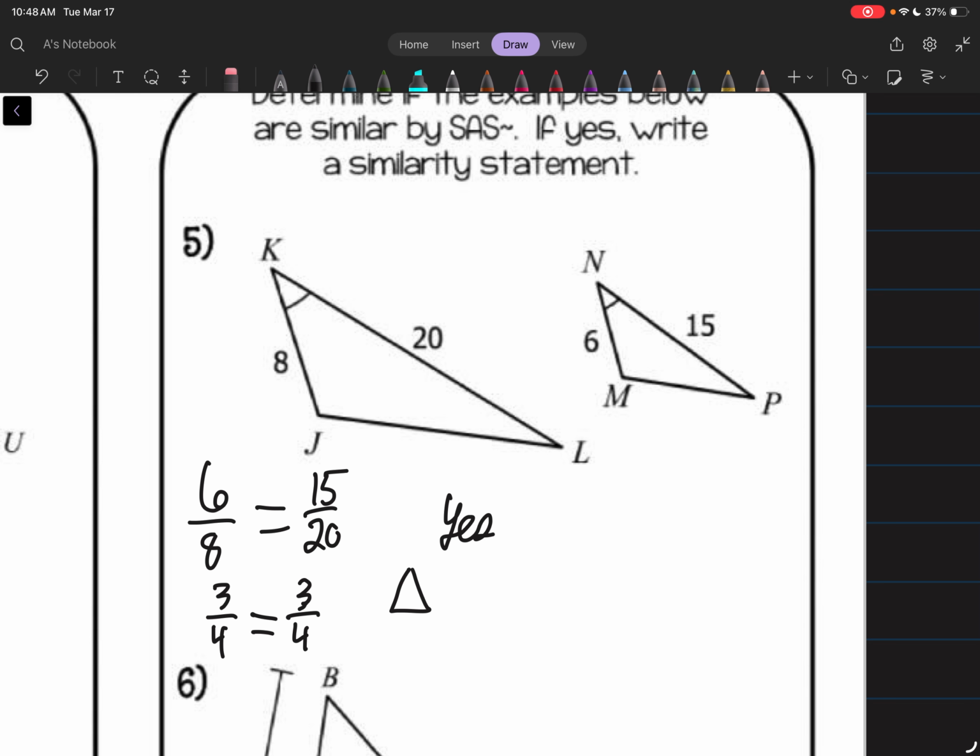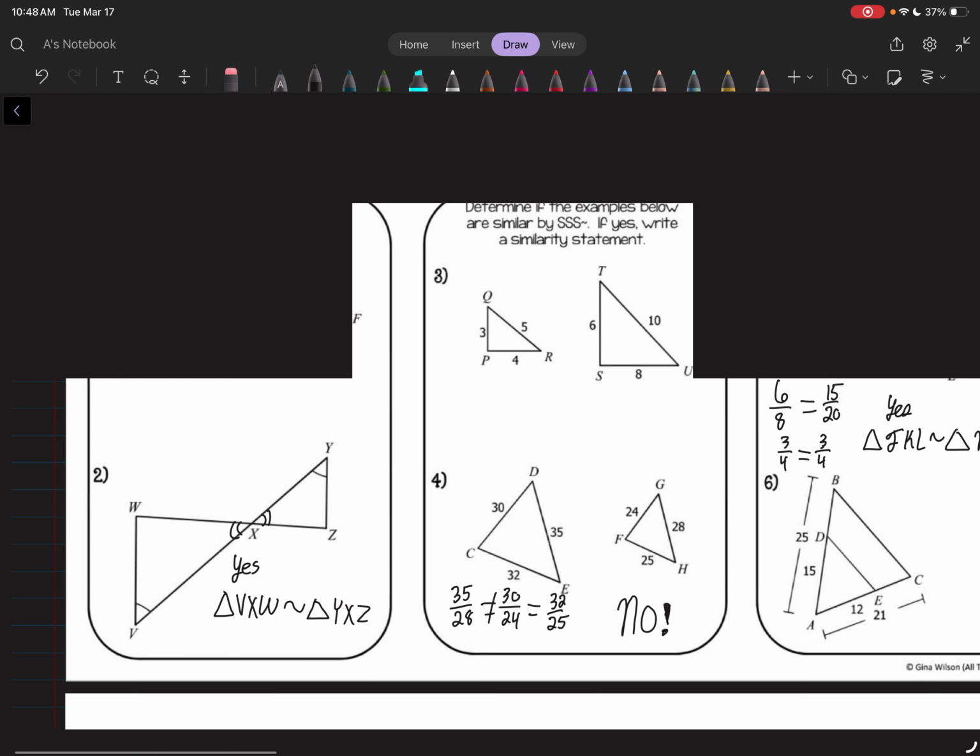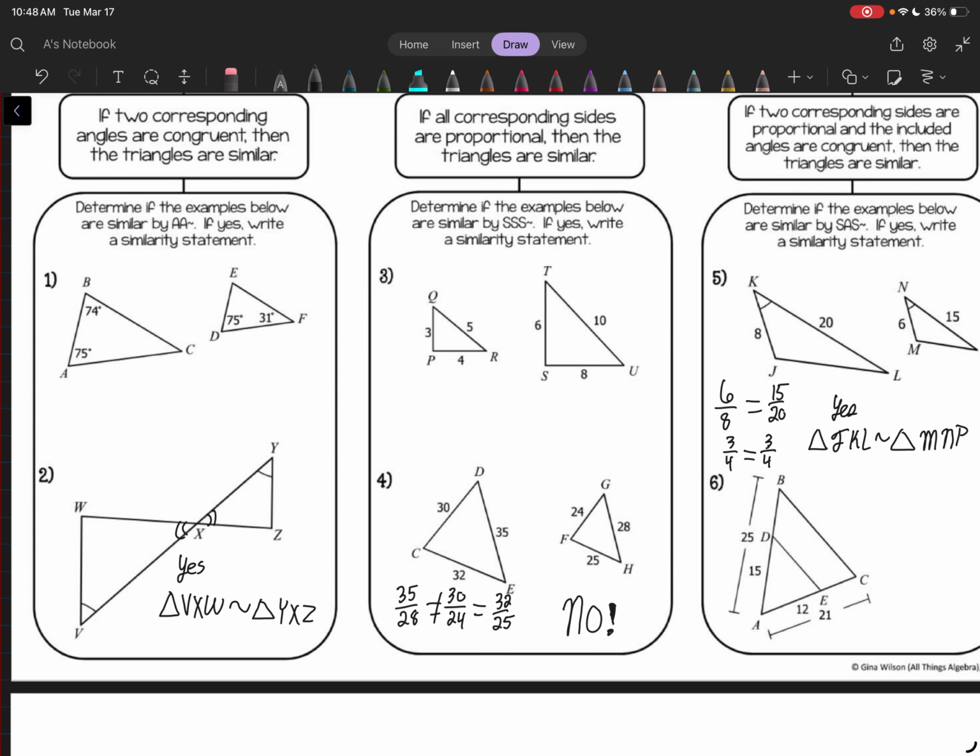Remember, you have to stay in the same order. So I'm going to say JKL is similar to triangle MNP. All right, pause the video, try 1, 3, and 6.